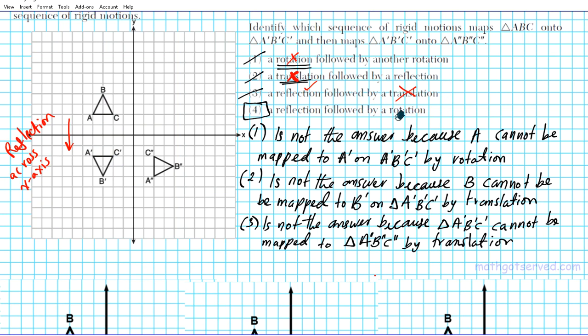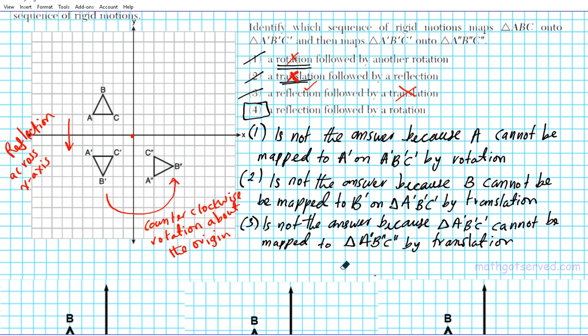Now, how about the second piece, rotation? If we rotate triangle A prime, B prime, C prime about the origin, you know what's going to happen? We're going to end up with A double prime, B double prime, C double prime. Okay, so by a counterclockwise rotation about the origin, guess what? We are going to end up with triangle A double prime, B double prime, C double prime.